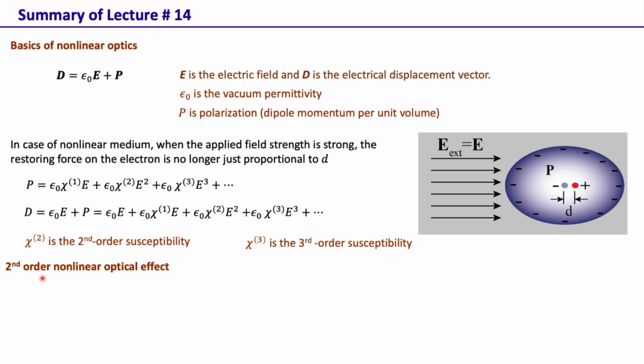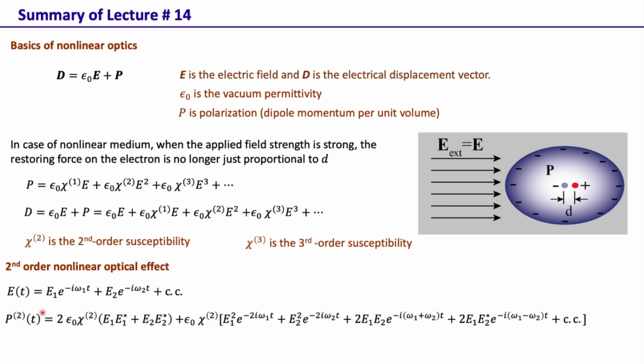We then also looked at the second order nonlinear optical effect, and for that we just considered a field which consists of two separate frequencies, omega 1 and omega 2. That's the applied electric field, and for it we looked at the second order contribution to the polarization. This is the expression of polarization: that's a linear term, that is a second order term, that is a third order term, and so on. We looked at what happens to this second order term when we have a field that consists of two separate frequencies. Now this actually consists of a total of 16 terms.